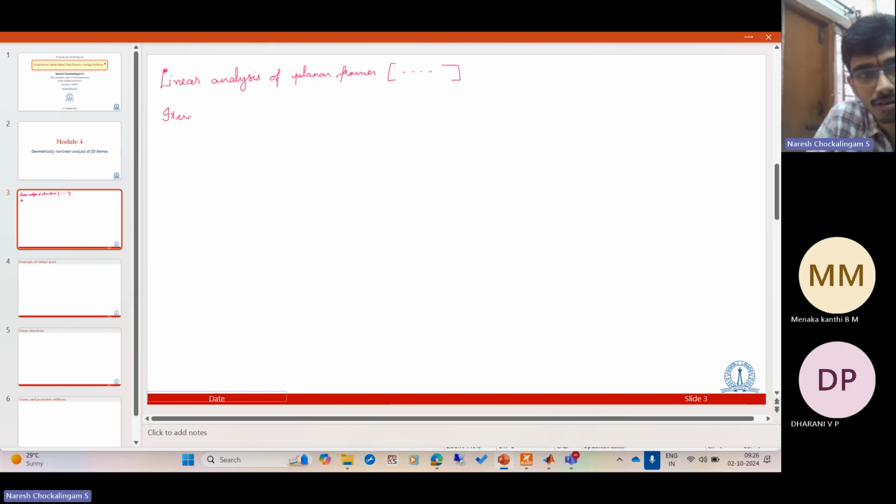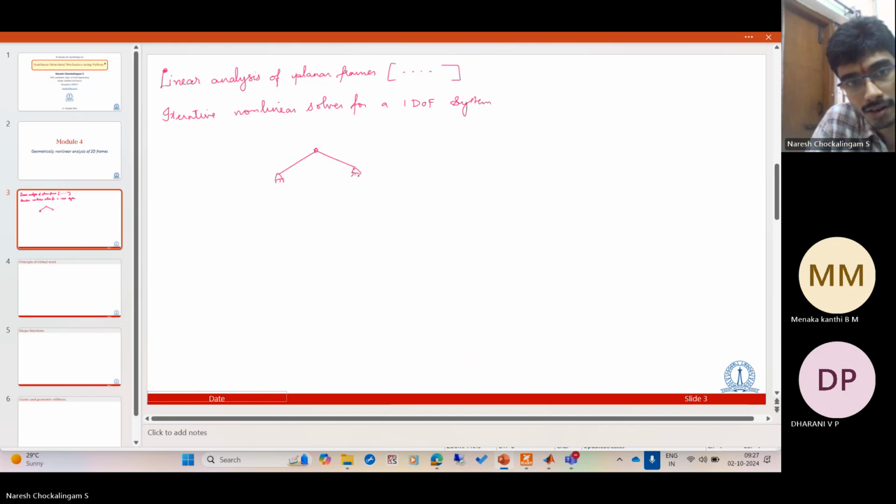We have an iterative nonlinear solver for a 1DOF system. So in the last session, we looked at this problem of a 2-bar truss with a spring. And we solved this problem with the assumption of large displacements and rotations. The displacements and rotations could be large and the strains were small. So with this assumption, we solved this problem in the last session.